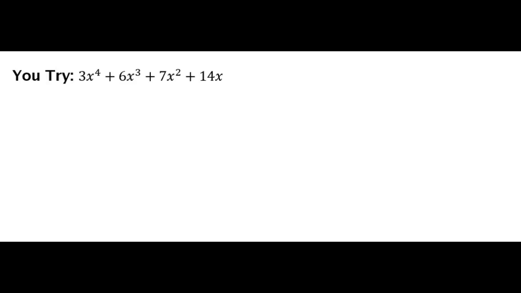To factor this, the first thing we always want to check for is the greatest common factor. When I look at all four terms, I can see that every single term has at least x to the first in it. So the first thing I'm going to do, before I worry about what other kind of factoring, is take out a greatest common factor of x. And basically what that's going to do is decrease all of my exponents by 1. So this is going to become 3x cubed plus 6x squared plus 7x plus 14.